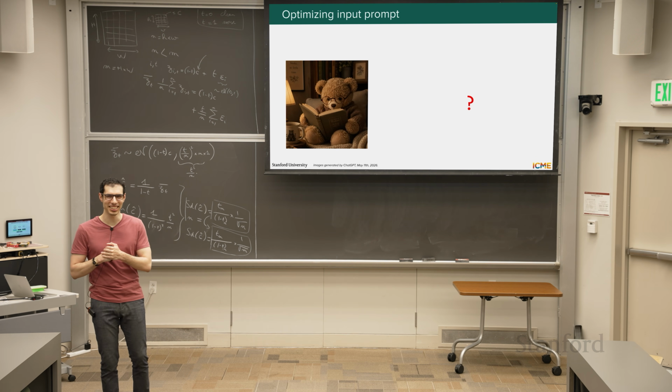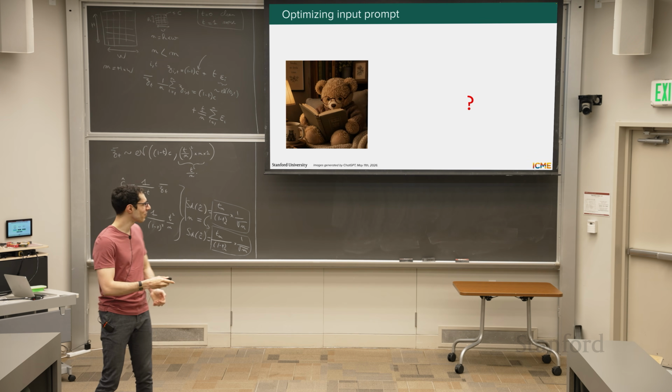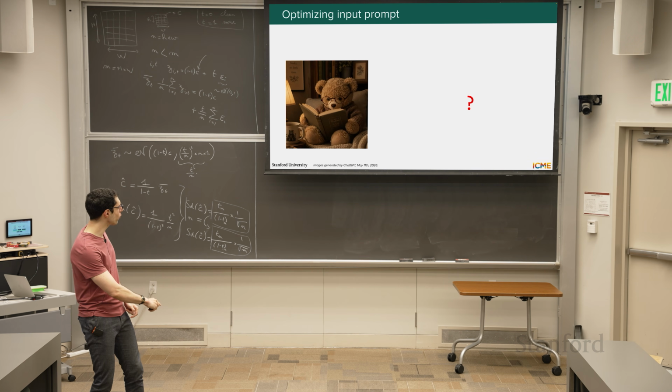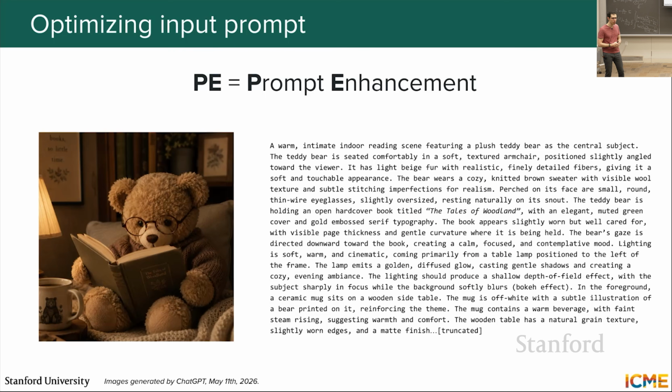You think it's a trick question. So I'm going to just, for the sake of time, tell you what the prompt was. It's actually a truncated prompt, and I'll just read the first few words. A warm, intimate indoor reading scene featuring a plush teddy bear as a central object. And it talks about how the objects are, how the lighting is. And it's actually maybe 4 times what is on the slide.